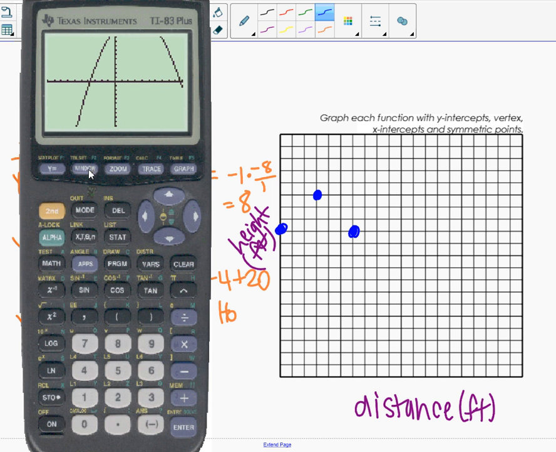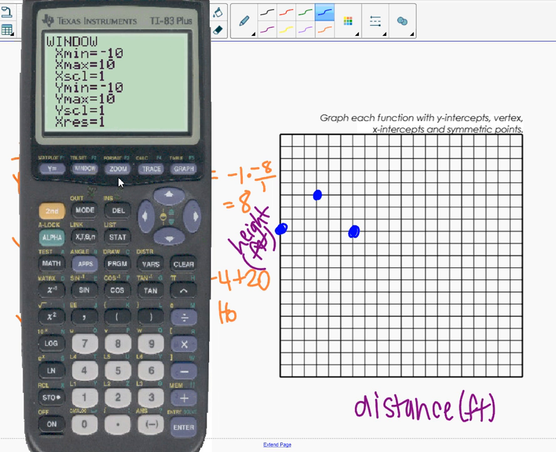Okay, so go to your window. Remember in Math 1 you messed around a lot with windows and things. So this is coming back to what we said about what makes sense. My x is representing distance. I'm going to start my x at 0. So that x min is where I want my x's to start.